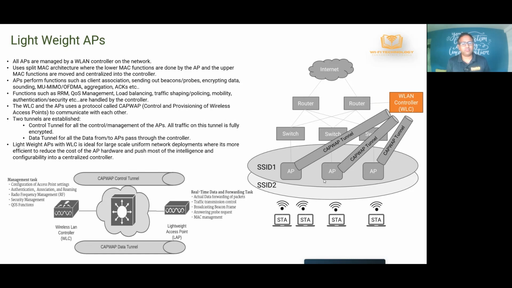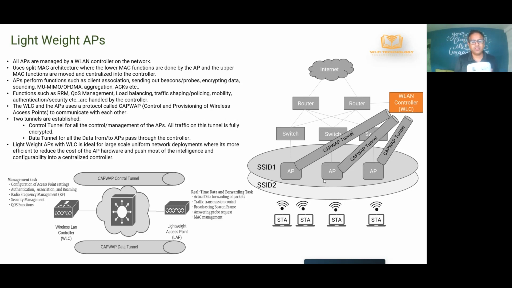Then they have the upper MAC functions, which is basically the radio resource management, QoS management, load balancing, traffic shaping. We talked about parental controls. We talked about mobility, authentication, security, high-level security, and all these other things and policies in the network. They're all managed by the upper MAC, and that functionality is moved from all the access points to the controller. So there is one central controller that is doing all those upper MAC functions for all these physical access points, and each access point is only handling the lower MAC functionality within its immediate wireless LAN cell.